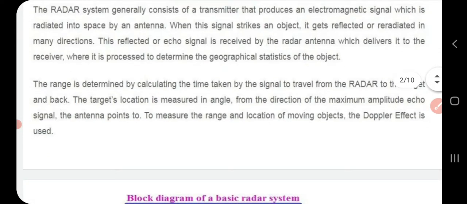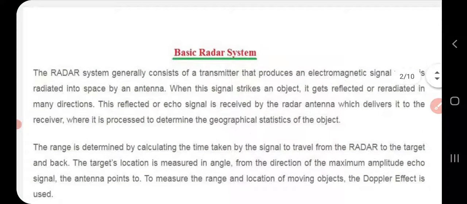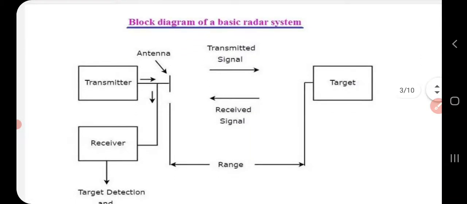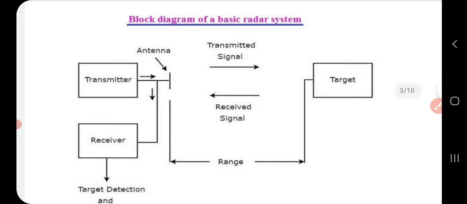Now, the range is determined by calculating the time taken by the signal to travel from radar to the target and back. Target location is measured in angle from the direction of the maximum amplitude echo signal the antenna points to. To measure the range and location of a moving object, the Doppler effect is used. So these are the basics of a radar system. The figure shows the block diagram of the basic radar system. This you have to study.